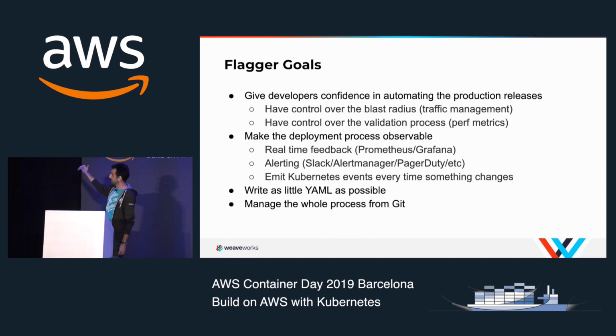But on top of that, Flagger adds alerting, so it will send alerts to Slack, for example, and it also emits Kubernetes events for everything that changes in your system. So if you have a log aggregator or something like that, you can actually tell what's going on during the canary deployments.